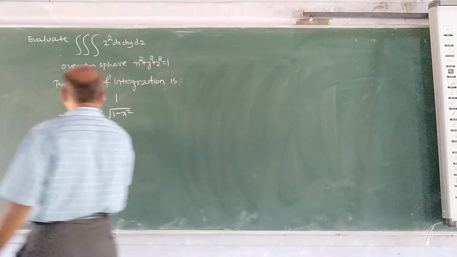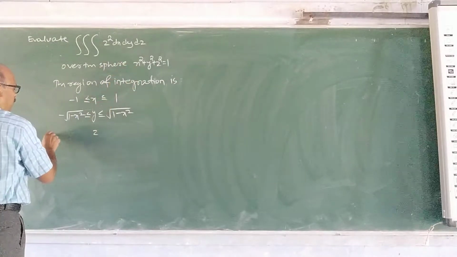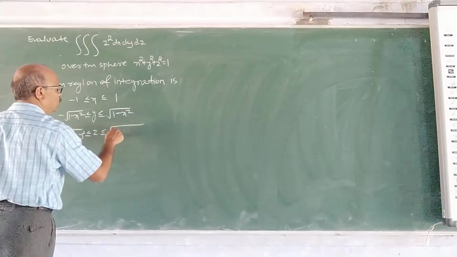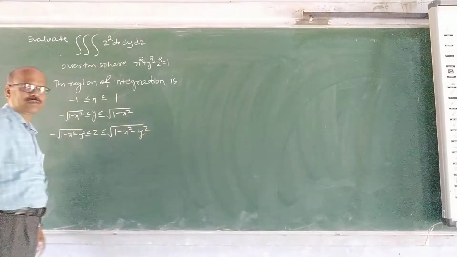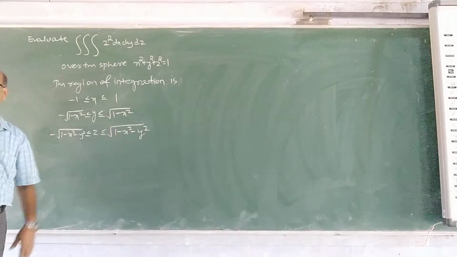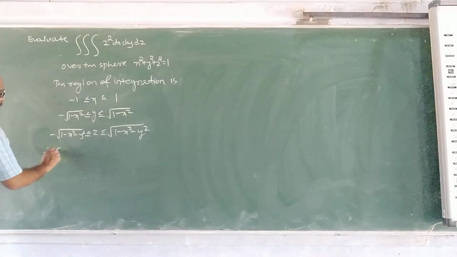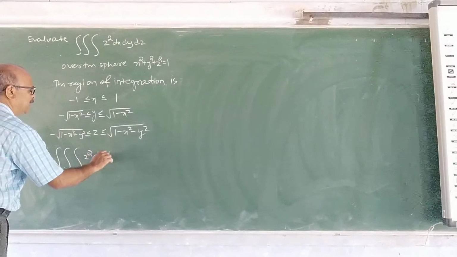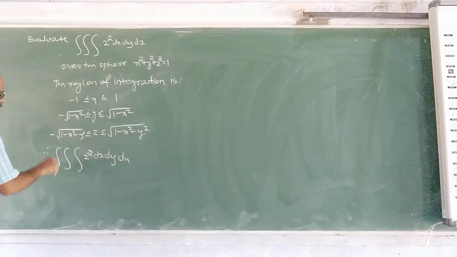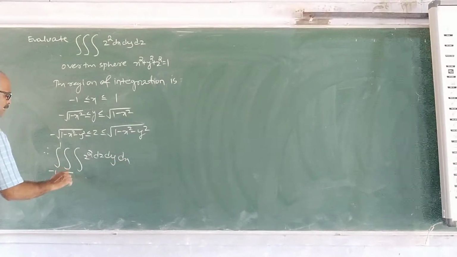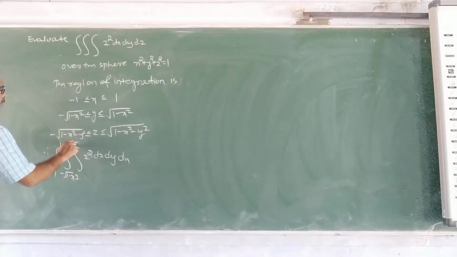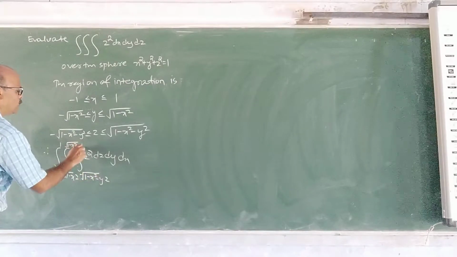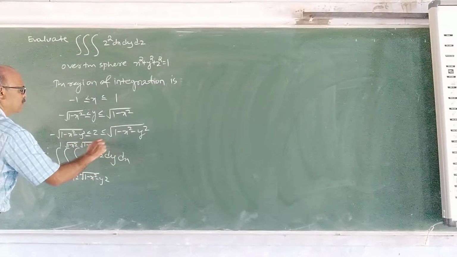What is the value of z? You have to solve this. Minus root 1 minus x square minus y square to plus root 1 minus x square minus y square. This is the region of integration. Therefore, triple integral z square dz dy dx, limit is -1 to 1, minus root 1 minus x square to plus root 1 minus x square, minus root 1 minus x square minus y square to plus root 1 minus x square minus y square.